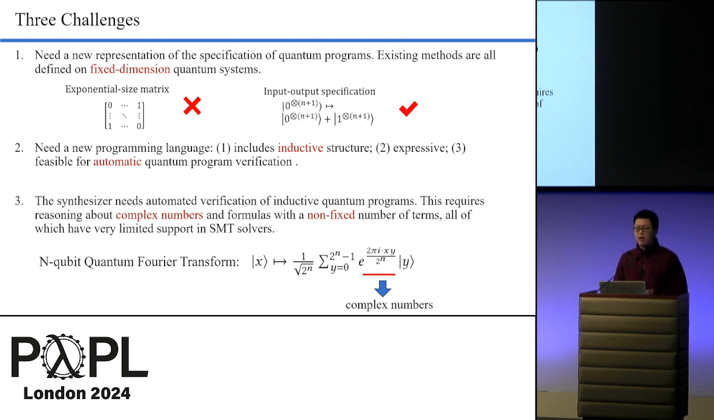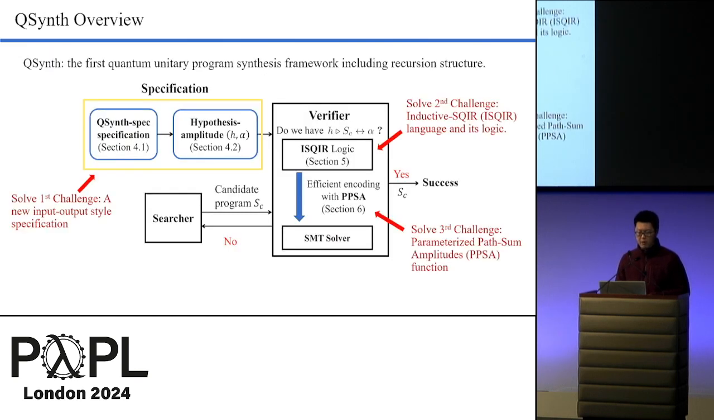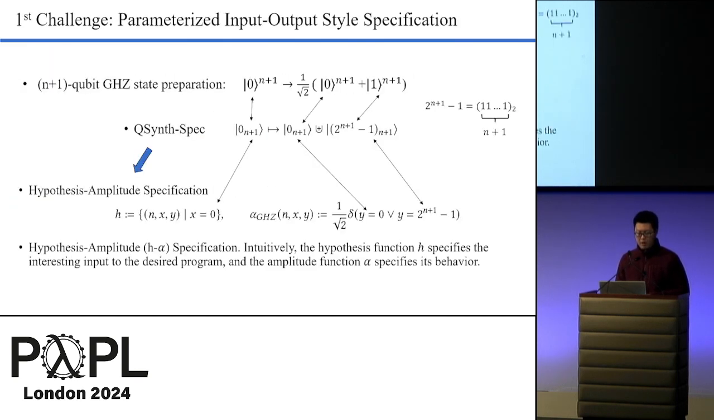So if users want to specify a symbolic matrix, for a matrix indexed by x and y, the entry at index x and y can be specified by the function alpha. So they do not need to give an exponential-size matrix. They can use complex number functions to specify this matrix. Thank you. I think we can take one more question.